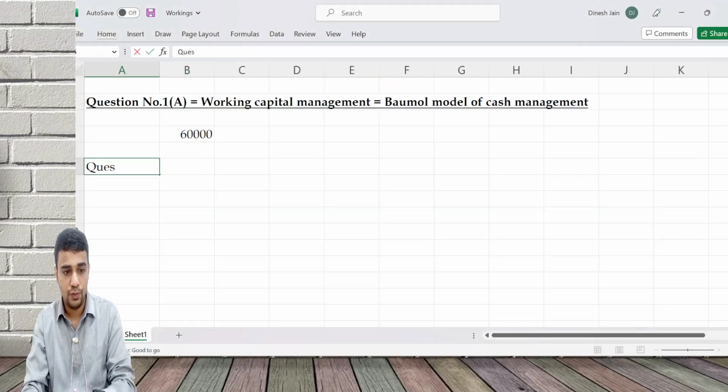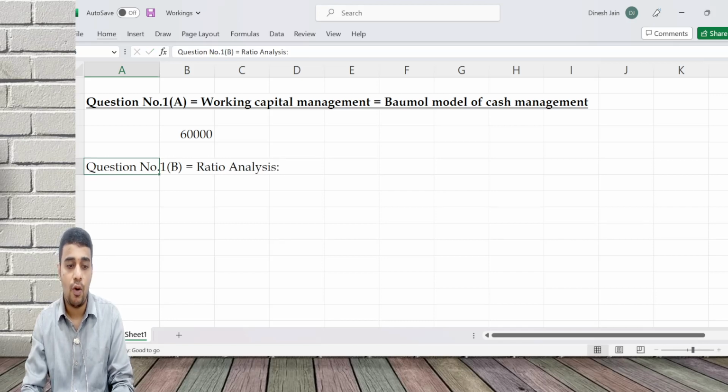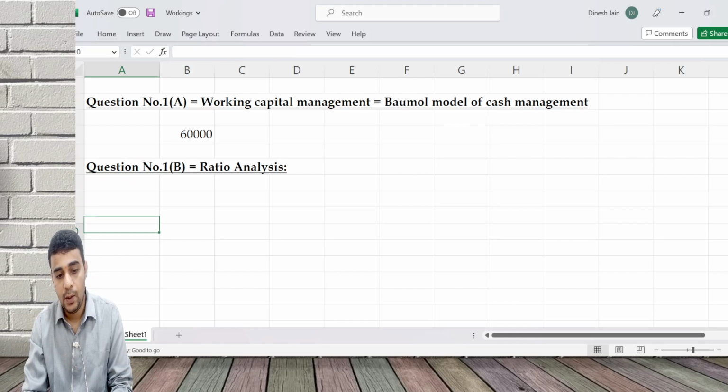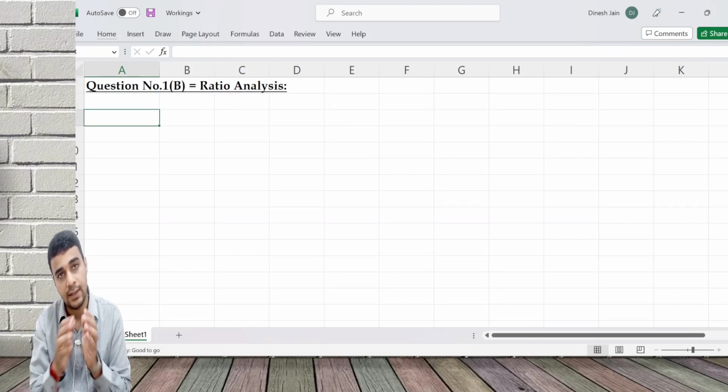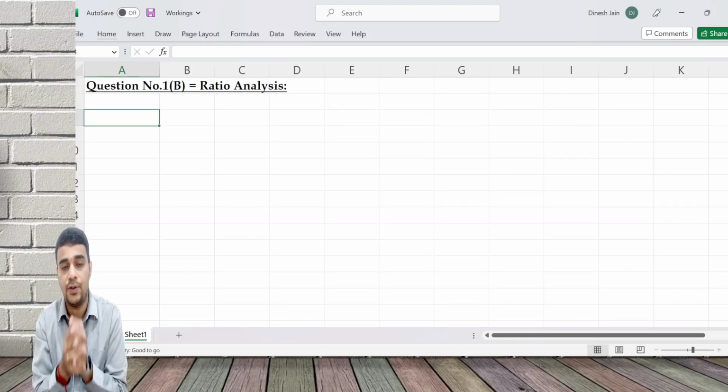This is question 1B, from ratio analysis. I felt this question also to be simpler. Nothing very tricky in this question. If there's something tricky in a problem, I will say so; it's not that I'm going to say everything is simple. This problem, according to me, was on the simpler side.